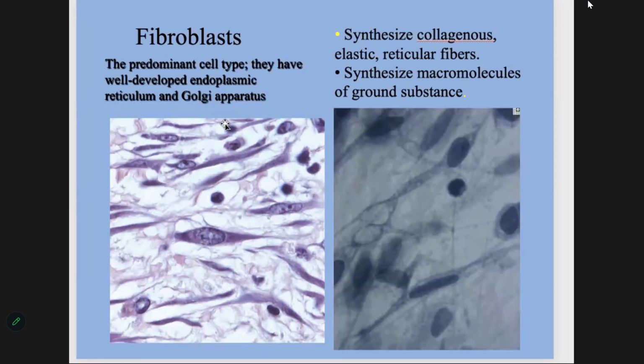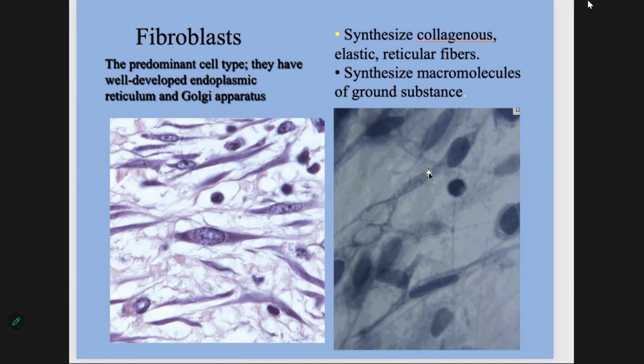The predominant cell types of loose fibrous connective tissues are the fibroblasts. Fibroblasts perform a very important function because these cells produce all substances in the extracellular matrix. Fibroblasts produce both components of extracellular matrix, different types of fibers, and also different chemical substances of ground substance. So fibroblasts synthesize collagenous, elastic, and reticular fibers, which are presented in the extracellular matrix, and also synthesize the macromolecules of ground substance.